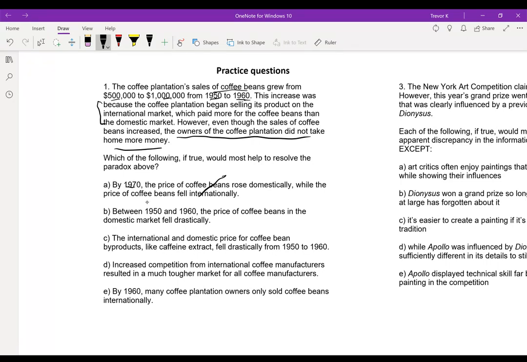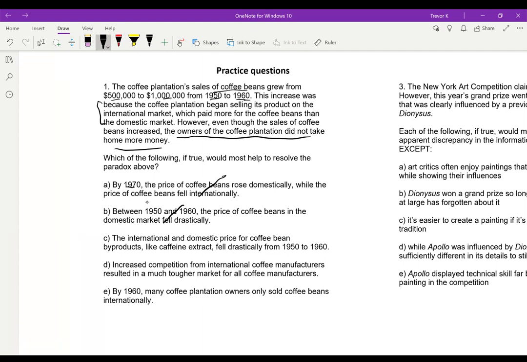B, between 1950 and 1960, the price of coffee beans in the domestic market fell drastically. Okay, but even if the price of coffee beans fell drastically, that doesn't change the fact that their sales doubled. It might have made it more impressive that they managed to double their sales, given that the price of coffee beans fell drastically. But still, if their sales doubled, I'd expect them to take home more money. So B doesn't help.